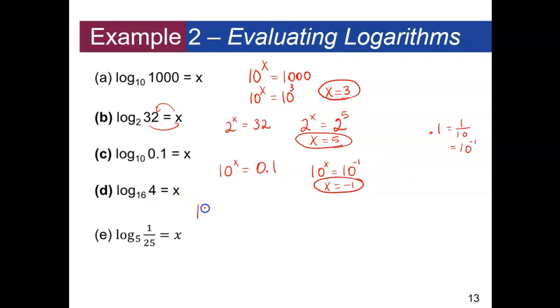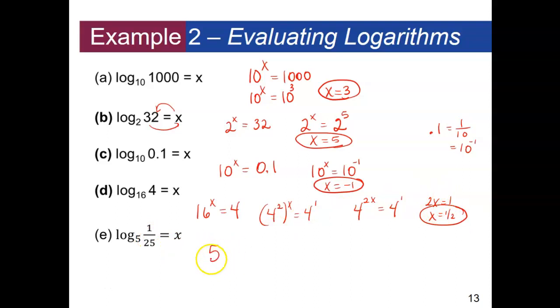This one, I've got 16 to the x equals 4. In the place of 16, since this is my smaller base, I'm going to rewrite the 16 as 4 to the 2nd. So I'm going to have 4 to the 2x equals 4. When I raise a power to a power, I multiply my exponents. So I'm going to have 2x equals 1, so x is going to be 1/2.